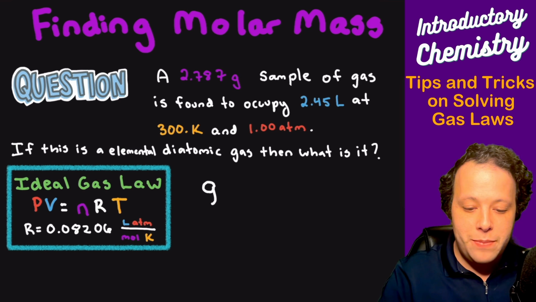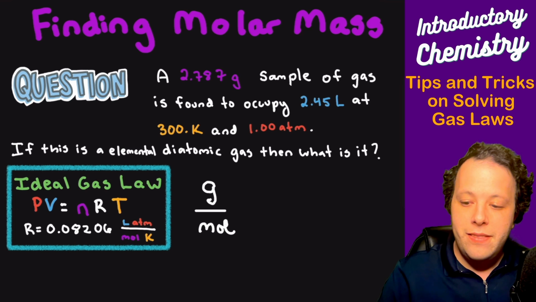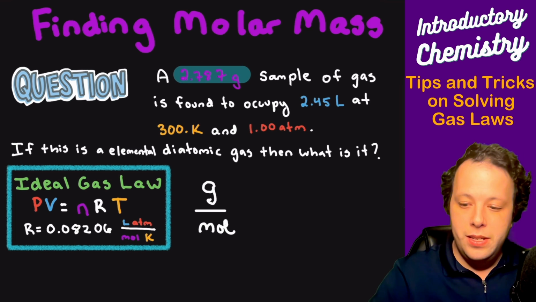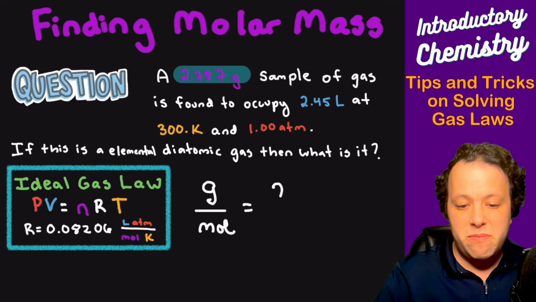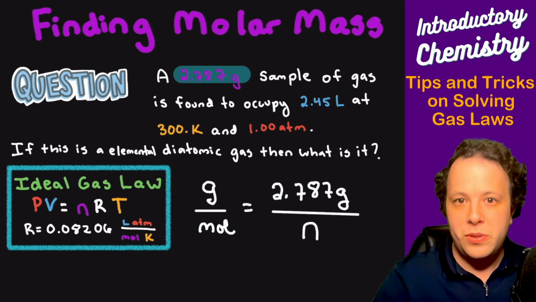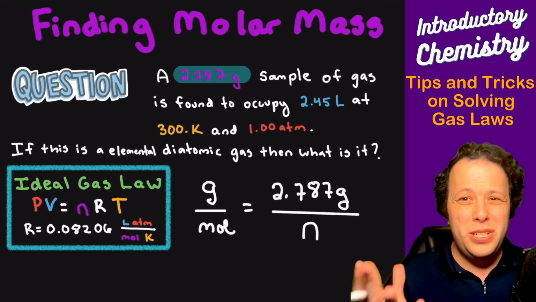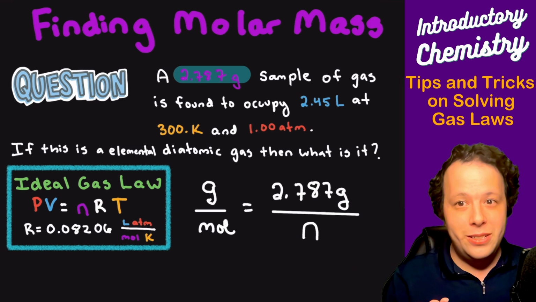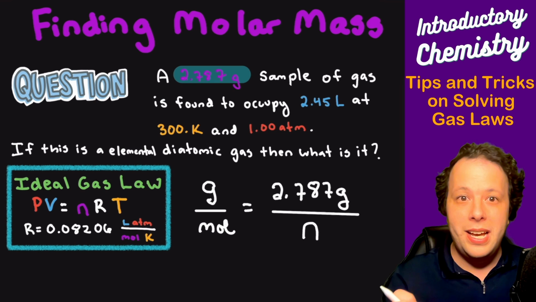So if I think of molar mass, that was grams over moles. In this problem, I have my grams, 2.787 grams on top, but I don't know my moles, which is N. So which formula can solve for moles? Well, this is where we'll use the ideal gas law, PV is equal to nRT.